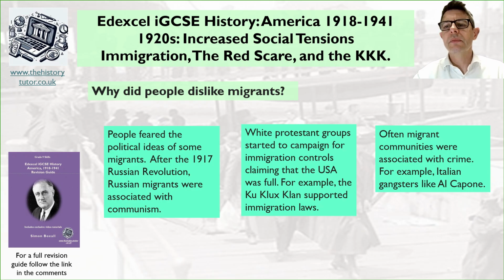Now, when we look at lots of those migrants, Polish and Italians, etc., they're more Catholic, so these Protestant groups want to ensure a more Protestant faith in the country. Often migrant communities were involved in crime as well. For example, the Italian gangsters like Al Capone. This created a negative image of migrants.